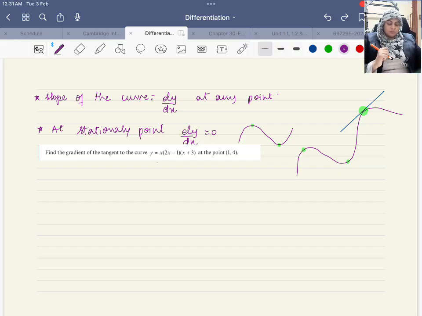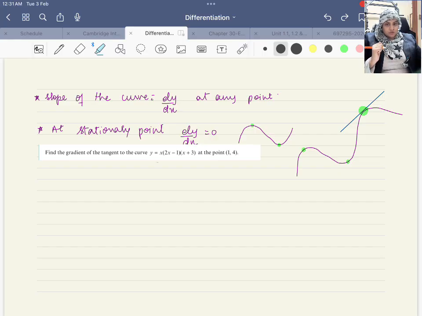And whenever we have x inside the slope, we'll put the value of the x coordinate of the point at which we want to find out the slope, and we will find out the slope. Second thing that I want you to know is that these turning points from where the graph turns are called stationary points, and at a stationary point the slope is always equal to 0.